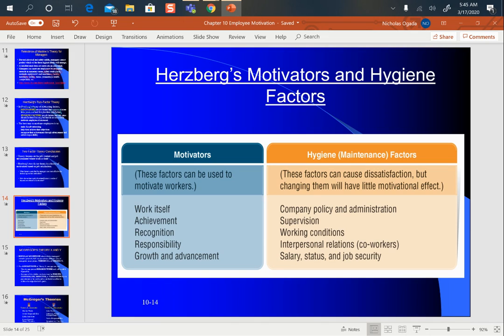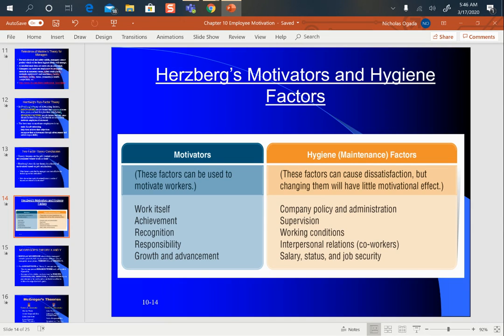So the motivators would include factors such as the work itself, in other words the job content itself, the sense of achievement if it is there, recognition, responsibility, and growth and advancement. So if you provide opportunities for growth and advancement and you recognize what employees are doing, then according to him, this is going to motivate employees.